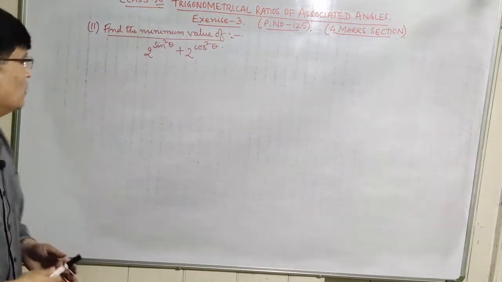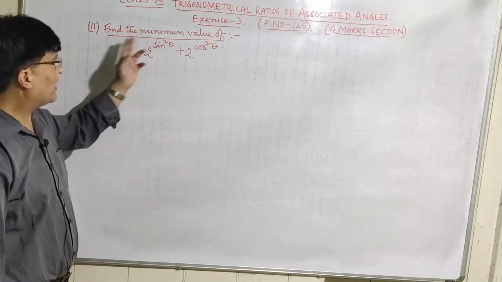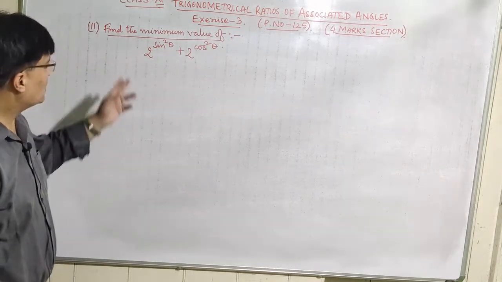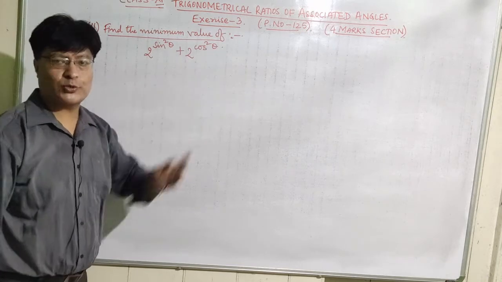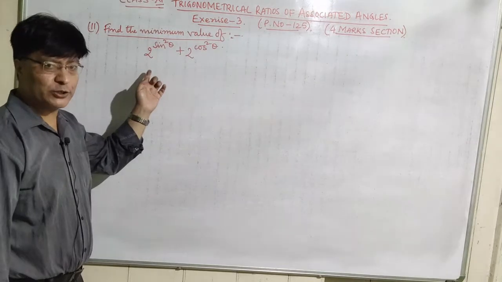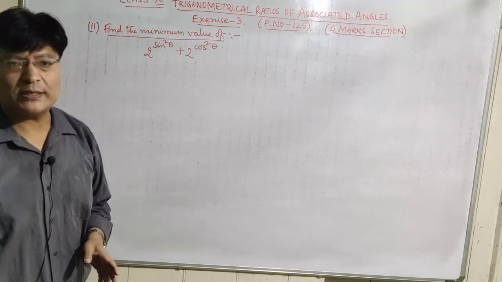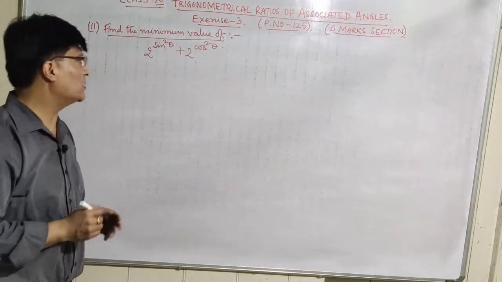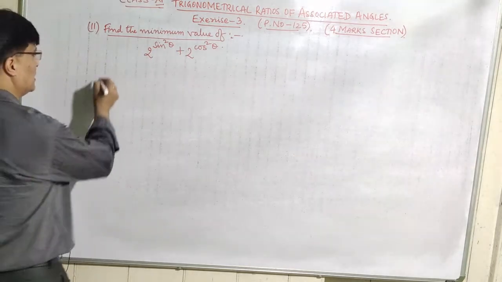So now we'll do the next question, that is question number 11. So you have to find out the minimum value of this expression. So here the given expression is 2 to the power sine square theta plus 2 to the power cos square theta. You have to find out the minimum value of this given expression, 2 to the power sine square theta plus 2 to the power cos square theta. So how can you find out the minimum value of this expression?